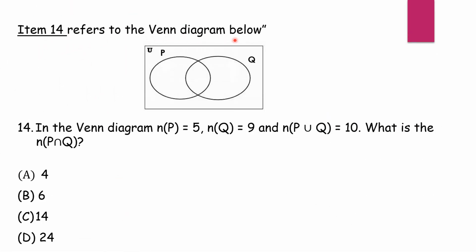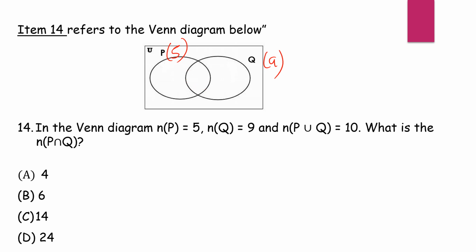Item 14 refers to the Venn diagram below. In the Venn diagram, the number of elements in P is 5, so I'm going to write 5 here. The number of elements in Q is 9, so I'm going to write 9 here. The number of elements in P union Q, let me just show on the diagram, this here will total 10. What is the number of elements in P intersect Q? So they want to know what is here, the intersection.